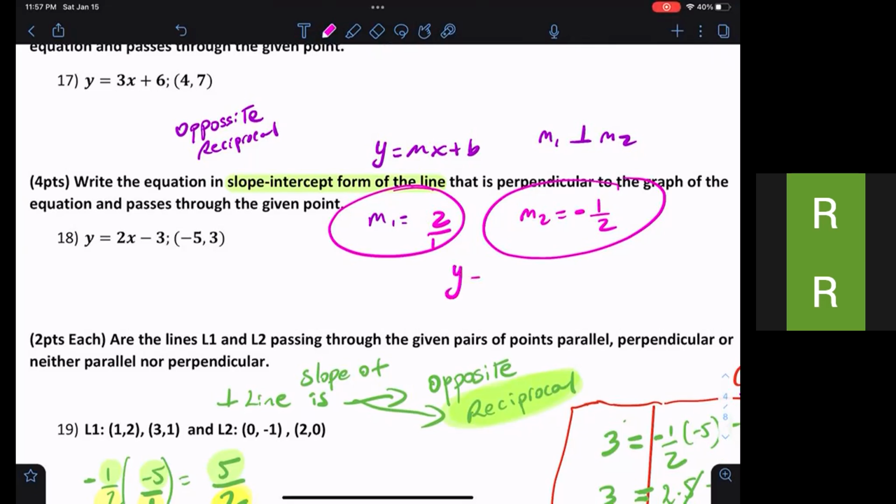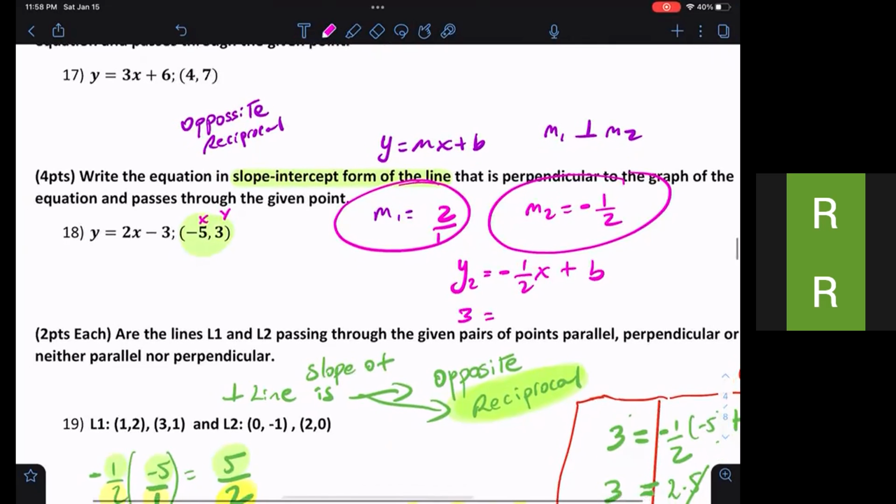So you have y equals, or y2 equals, negative 1/2. Let me put it here clearly, negative 1/2 x. Now you need to find what's b, right? Like before. But use this information, this guy right here. Remember, this is x and this is y. So you're gonna replace those values, right? So y equals 3, negative 1/2, x is negative 5, plus b here. Solve that computation, right? I'm gonna bring that here now that you can see it.